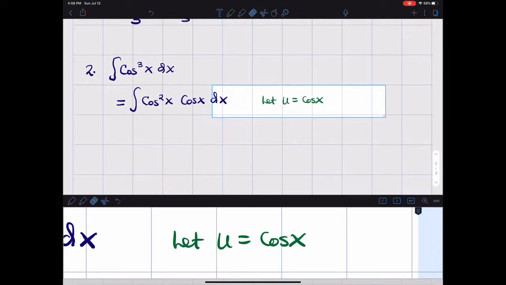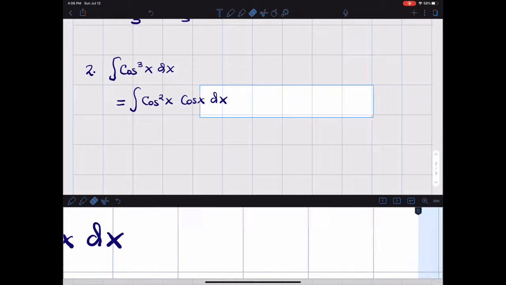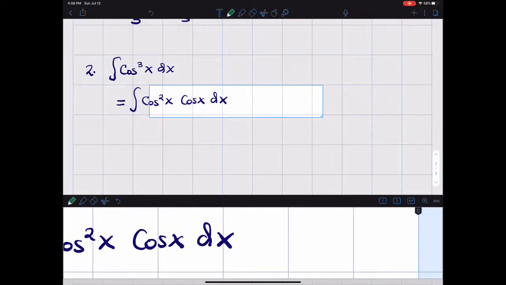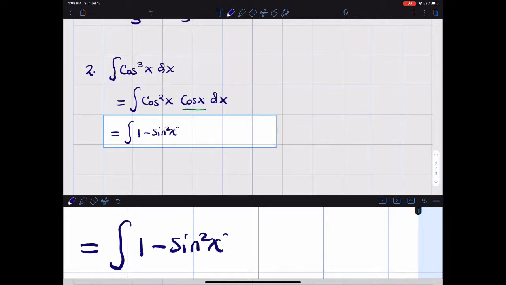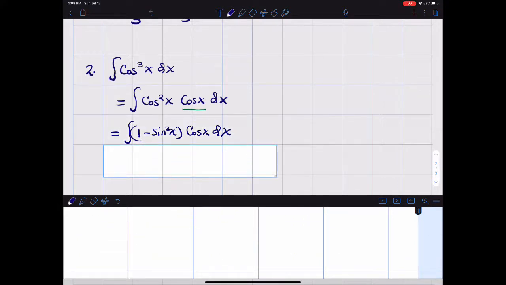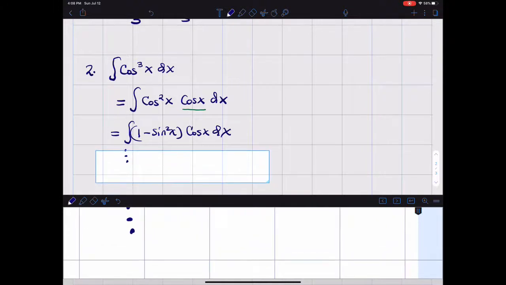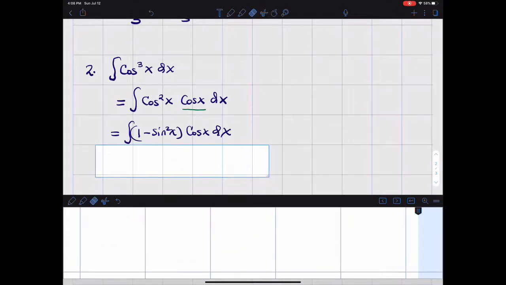actually no, we're not there yet. So you saved one of your cosines, you have to rewrite every other thing in terms of sine. So this becomes 1 minus sine squared x. And then you have the cosine of x that you saved. So I want you to pause and finish it up. Don't look at the answer. Come back and look at this answer that I'm going to write down.